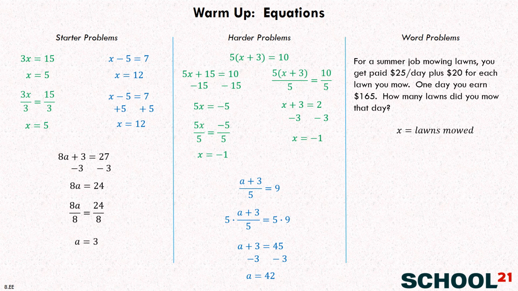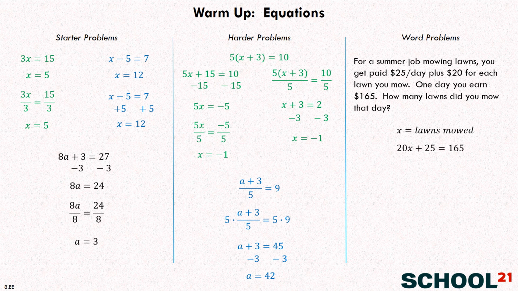Now, it tells us that there's a certain amount that we've earned. How much did we earn? $165. Now part of that was based on how many lawns we mowed, because we partially get paid by number of lawns mowed. So how much do we get paid for each lawn that we mow? $20. So if we were to take 20 and multiply it by the X, that would tell us the portion of our payment that was for lawns mowed, right? But then we also get paid a little bit more. And how much is that? $25. So we get that 25 plus our 20 times X, and that should equal the 165, right? Okay, so let's write that out.